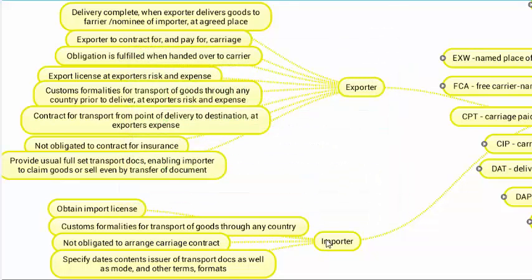The importer has also specified the dates, contents, etc. of the issuer of the transport document, as well as the mode and other terms and formats. That means what type of transport document is acceptable. Is it a non-negotiable sea waybill? Is it a Charter Party BL? Is it a normal port-to-port BL?